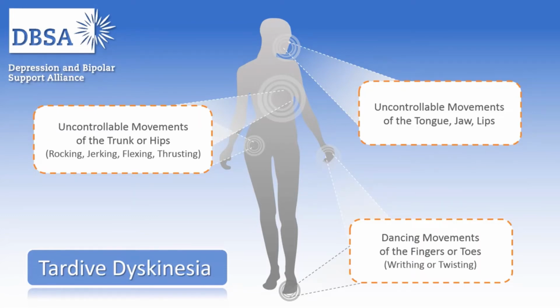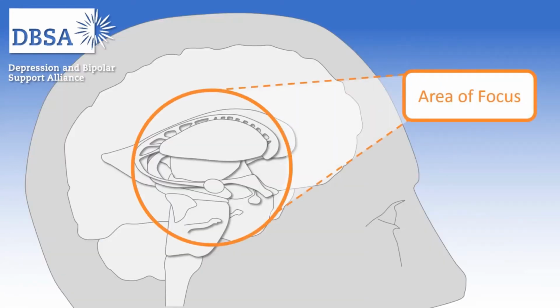Why this happens exactly is largely unknown, but many believe that it's caused by a disturbance of chemicals in the brain when medications to control psychiatric symptoms are taken. Let's start by talking about how the nervous system works.